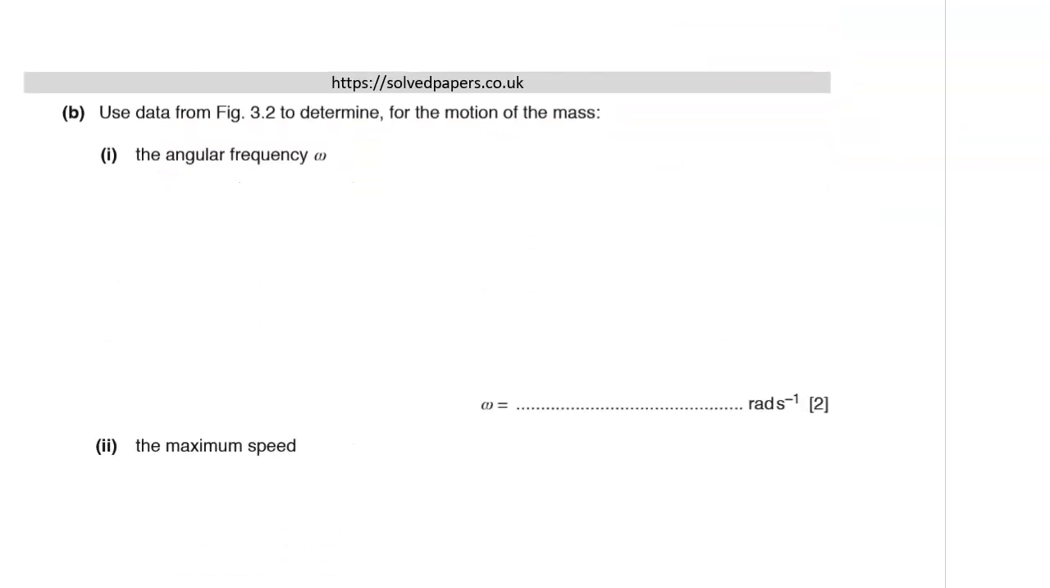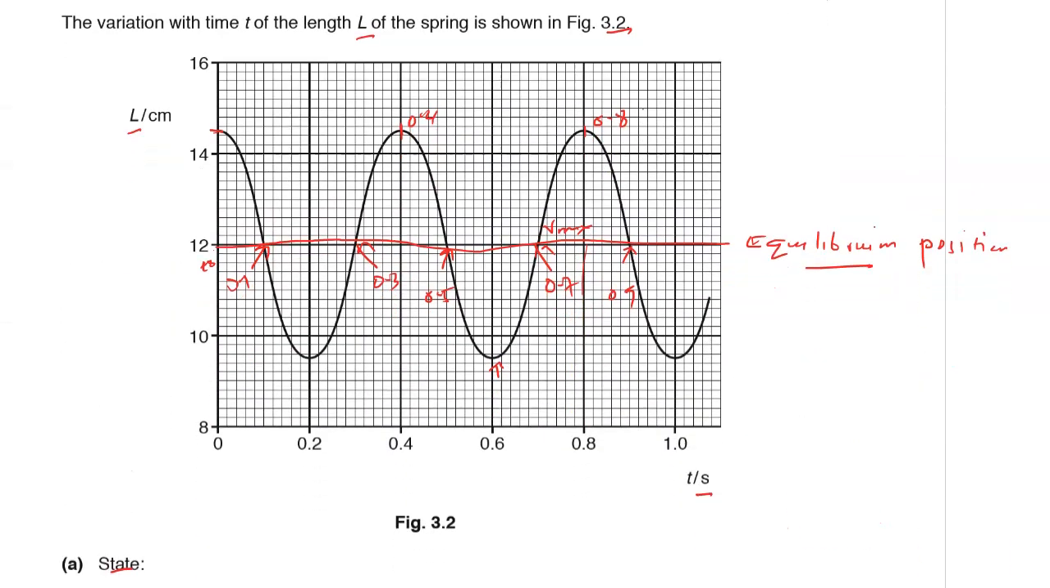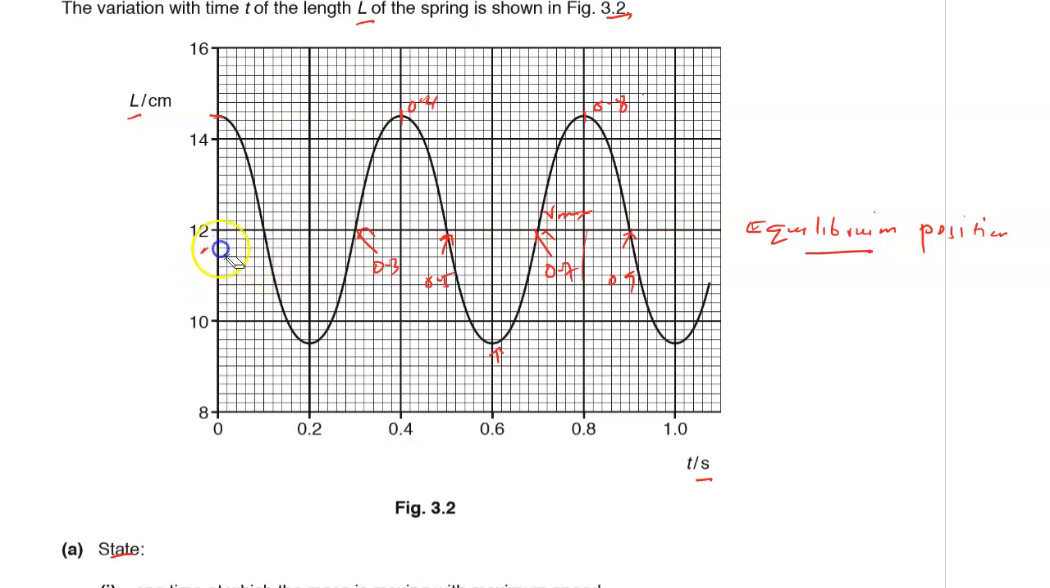B, we are taught to use the data from Fig 3.2 to determine, for the motion of the mass, the angular frequency, omega. We know that angular frequency is 2 pi upon T, or 2 pi f, whichever one you have. But you can get T, the period, from the graph.